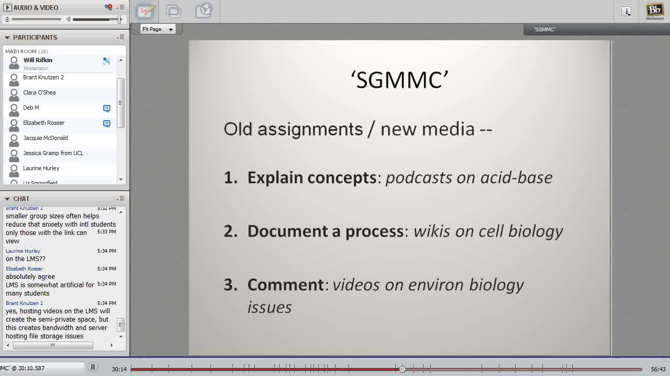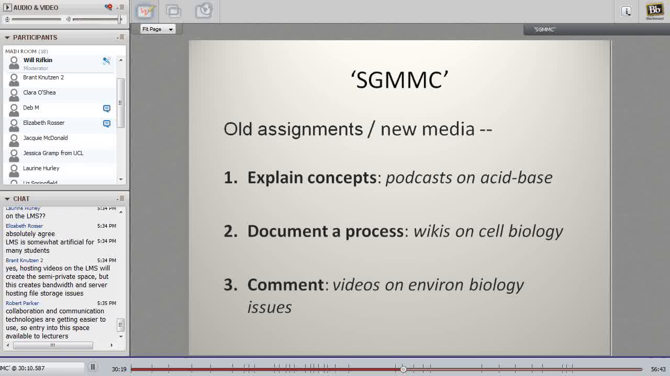Okay. So examples of student-generated multimedia content. We came up with six categories. Traditional assignments, where they're done in new media, where they could have been done on paper. Colleagues at the University of Western Australia had first-year chemistry students in a service subject create podcasts on acids and bases and oxidation and reduction reactions to make sure they understood these concepts that had been a bit problematic in the past. And the students showed some real creativity, some very good examples there.